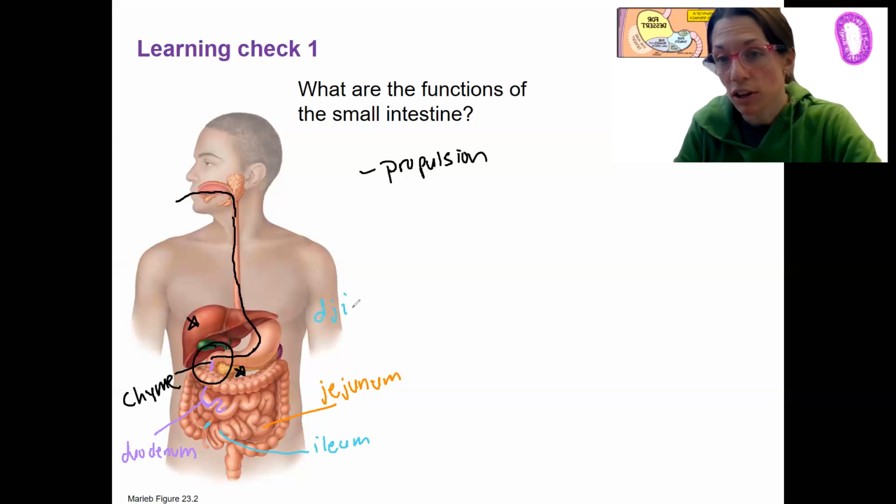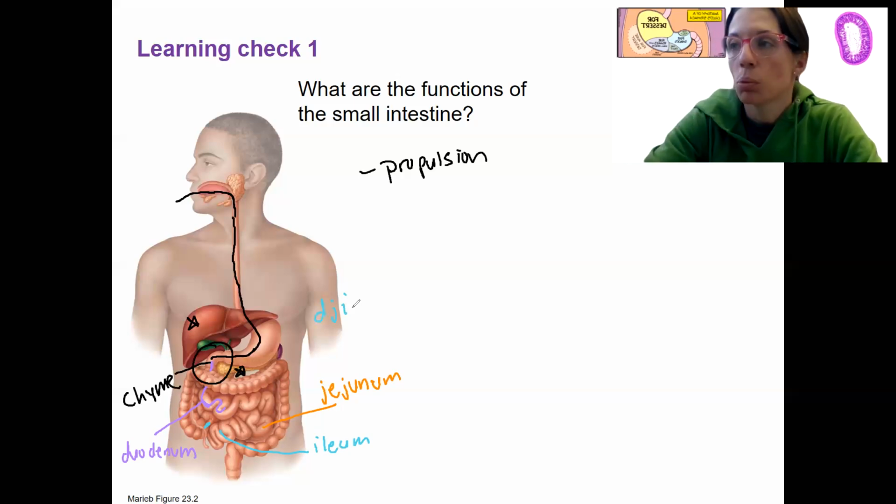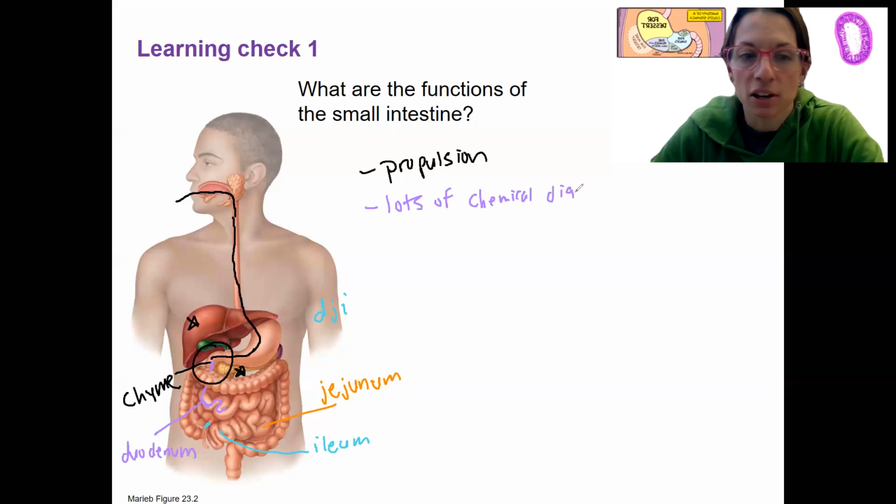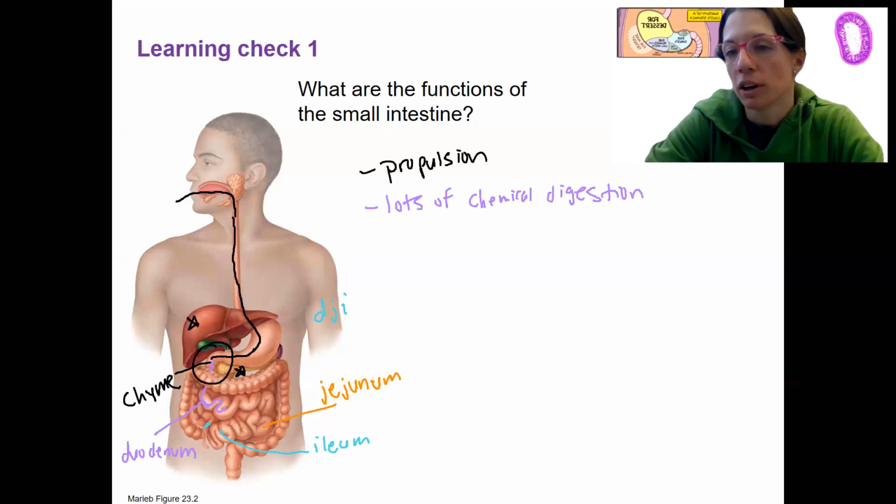So throughout those three regions, the function does change. We're going to be focused on the duodenum, which is convenient. That's first. So the duodenum is where there's going to be secretions from the pancreas and liver coming in, and we're going to have lots of chemical digestion, particularly in the duodenum. So this is a main function of the small intestine. This is where we also control gastric emptying. We'll talk about the pancreas and liver's role, of course.